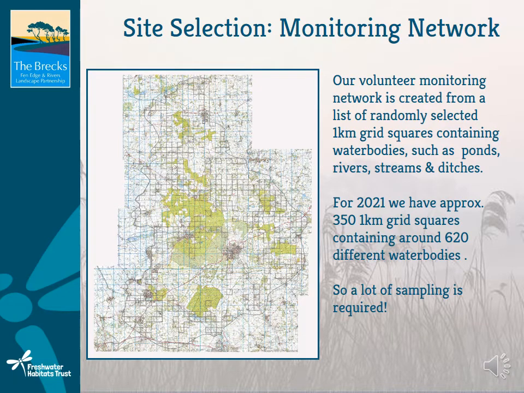So, our volunteer monitoring network is created from a list of randomly selected 1 kilometre grid squares containing water bodies such as ponds, rivers, streams and ditches. For our 2021 volunteer network, we have approximately 350 1 kilometre grid squares containing around 620 different water bodies. That's a lot of sampling required.